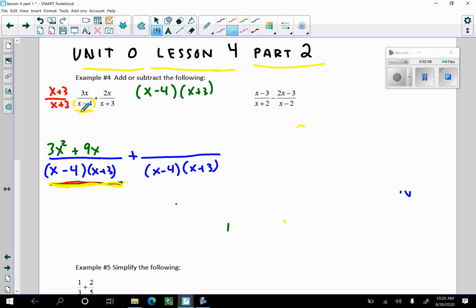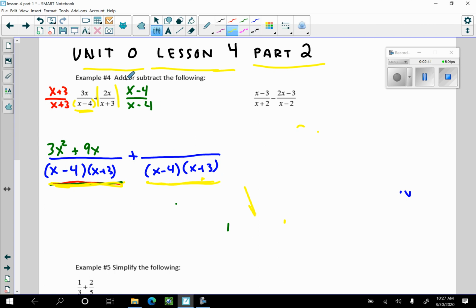Okay. Now I need to turn this fraction into something that has a denominator of x minus 4, x plus 3. Notice I have an x plus 3 here, so I'm going to multiply this by x minus 4 over x minus 4. Let me get rid of this dude right here. This is kind of confusing. Okay, and the bottom, x plus 3 times x minus 4, is indeed that rascal.